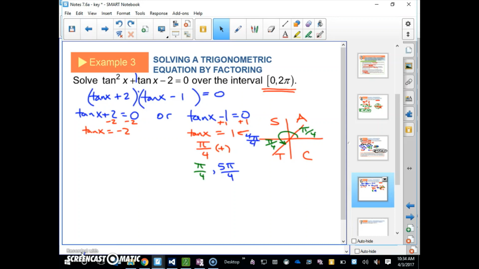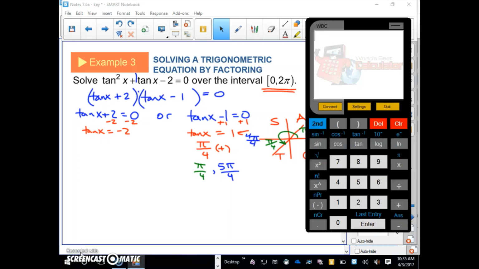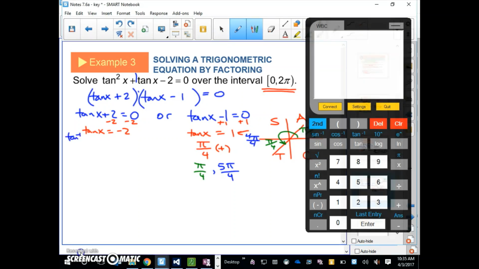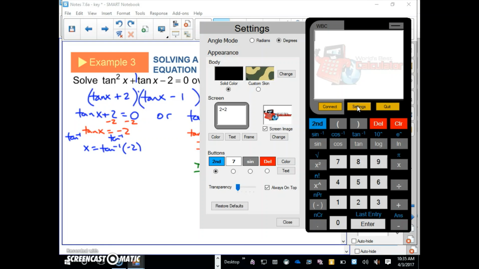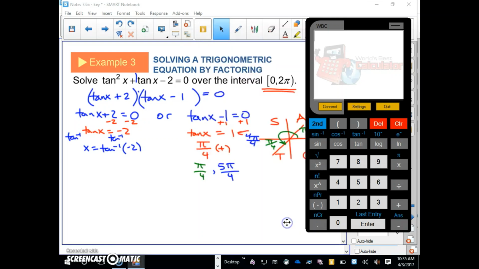Now the other equation is a little bit harder because it's not from the chart. So maybe you want to use a calculator. And with our calculator, we're just going to do inverse tangent of -2. If I want to solve this, I know I can do an inverse tangent of both sides. So x is going to equal inverse tangent of -2. So let's make sure we're in radian mode. We're going to do an inverse tangent of -2.